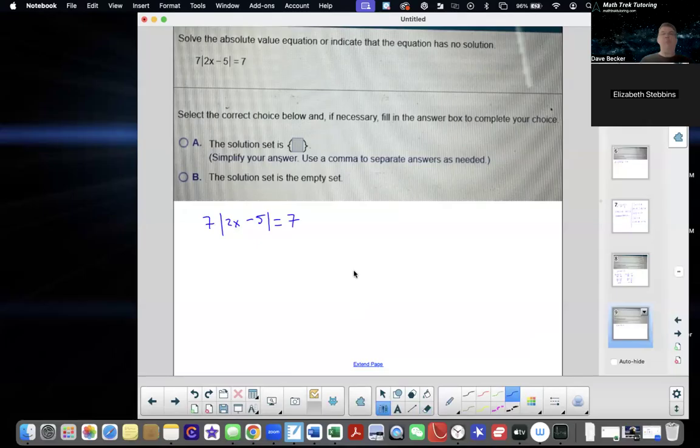So that is 7 multiplied by the absolute value, but we just get rid of it like we would in a normal equation. We would divide both sides by 7. Okay. And then we're off and running.